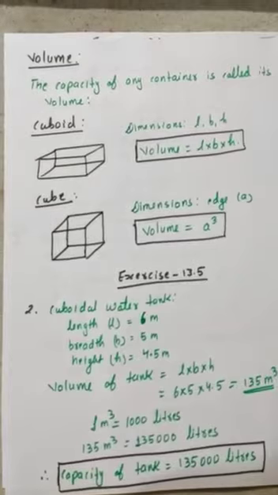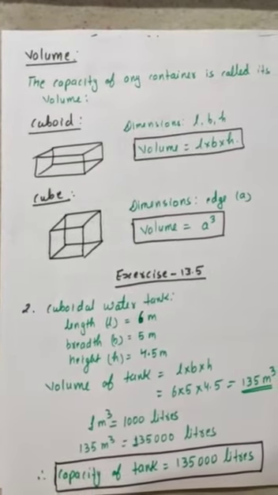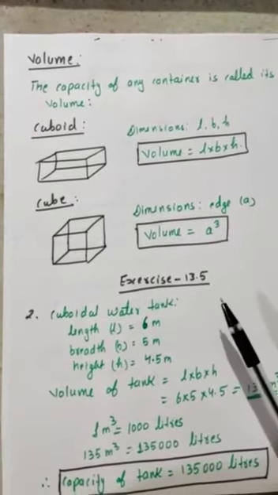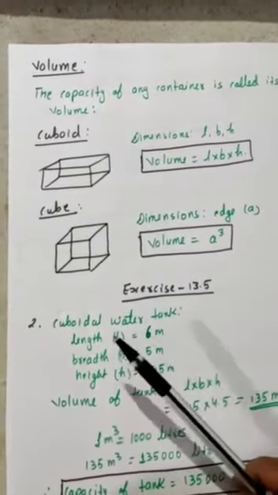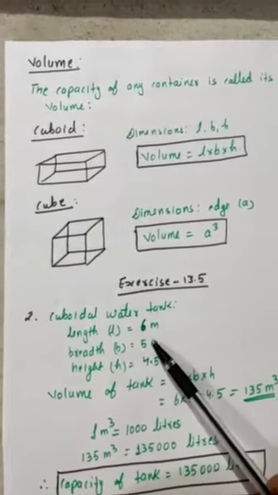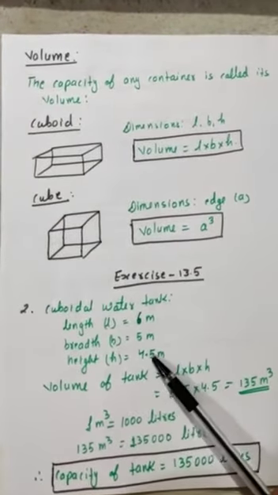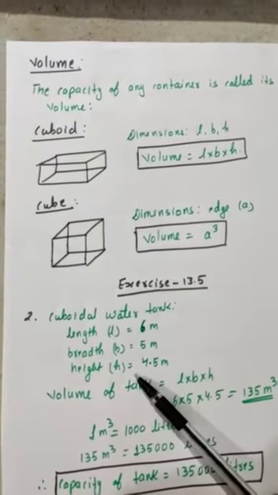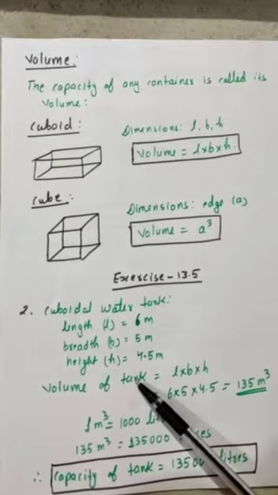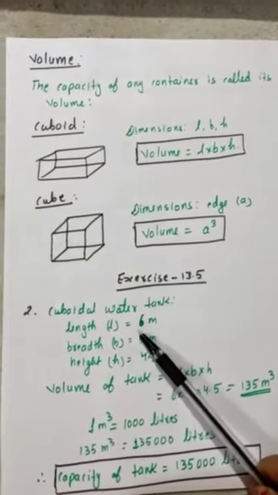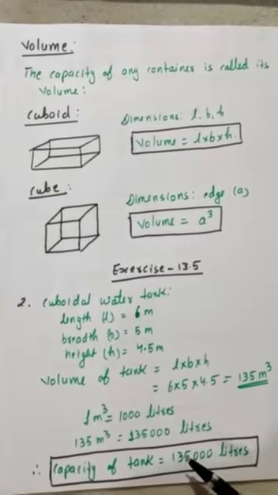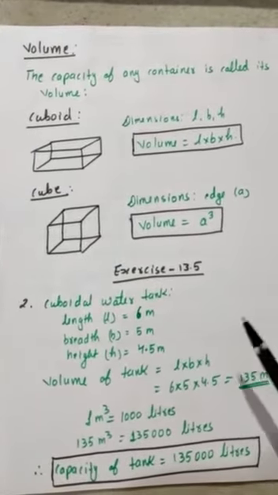Okay, so question number 1 is direct substitution, you will do by your own. Question number 2 we are just doing. The question is, you have a cuboidal water tank whose length is 6 meter, breadth is 5 meter and height is 4.5 meter. Now volume of tank you have to calculate, because question में पूछा है what will be the capacity or how many liters of water this tank can hold.